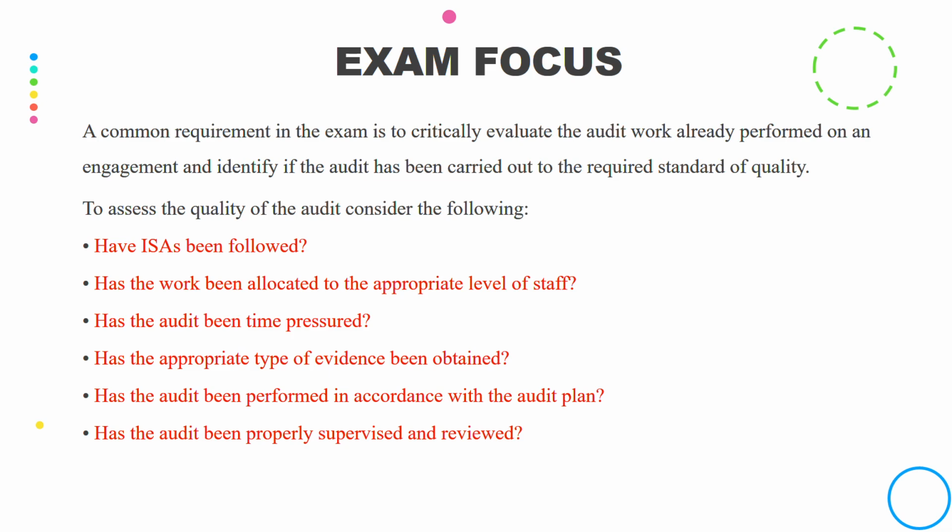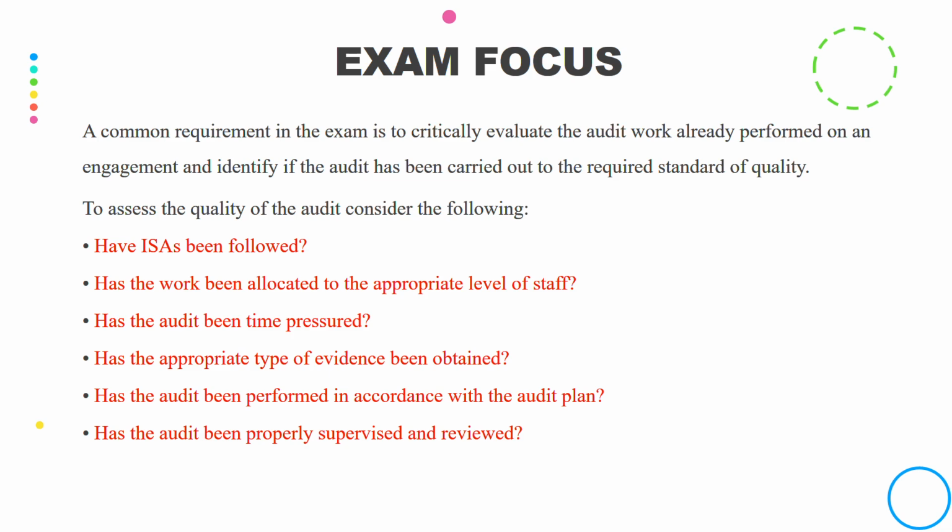So a common requirement in the exam is to critically evaluate the audit work already performed on an engagement and identify if the audit has been carried out to the required standard of quality. This is usually asked in Section B for a 25 marks question, right? There's a question I have recently done. I have just uploaded a video related to this question only. Question number 2 from your March-June 2021. So make sure that you go through that question and see how to answer it, right? There, once the audit work was already performed, you have to comment on the quality that they have performed.